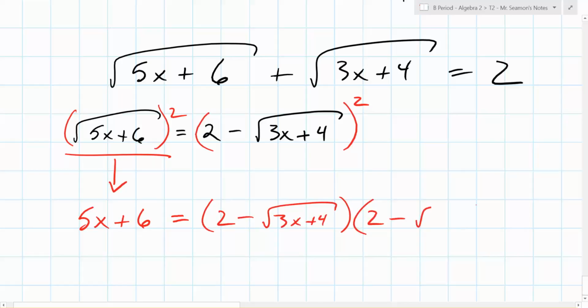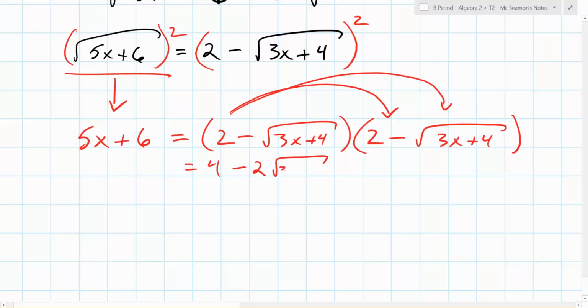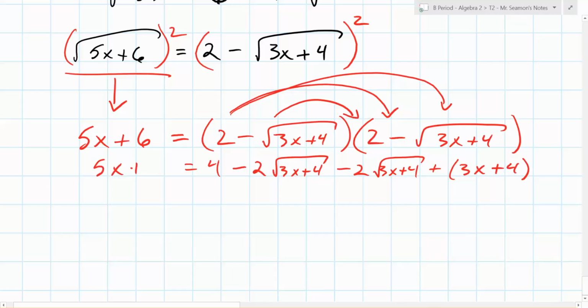So what do you have to do over on the right-hand side? What's 2 times 2? 4. And then you get minus 2 times the square root of 3x plus 4. And then what do you get again? Minus 2 times the square root of 3x plus 4. And then you have the negative square root of 3x plus 4 times the negative square root of 3x plus 4. What do you end up with? Plus 3x plus 4.